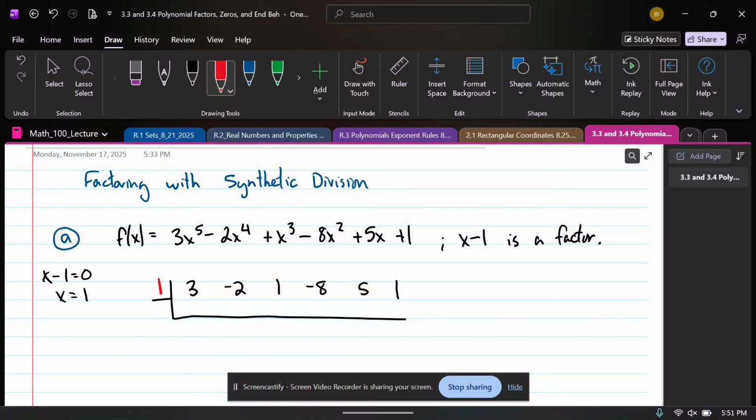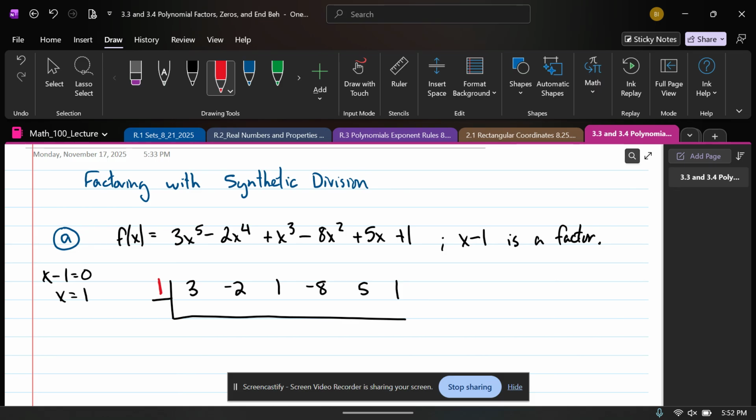Okay, so when we run this, because they told me that x minus 1 is a factor, then I know that the remainder for this should be 0. That was the remainder theorem from last week. It told us that when it is a factor, the remainder is 0. So I'm going to run synthetic division.